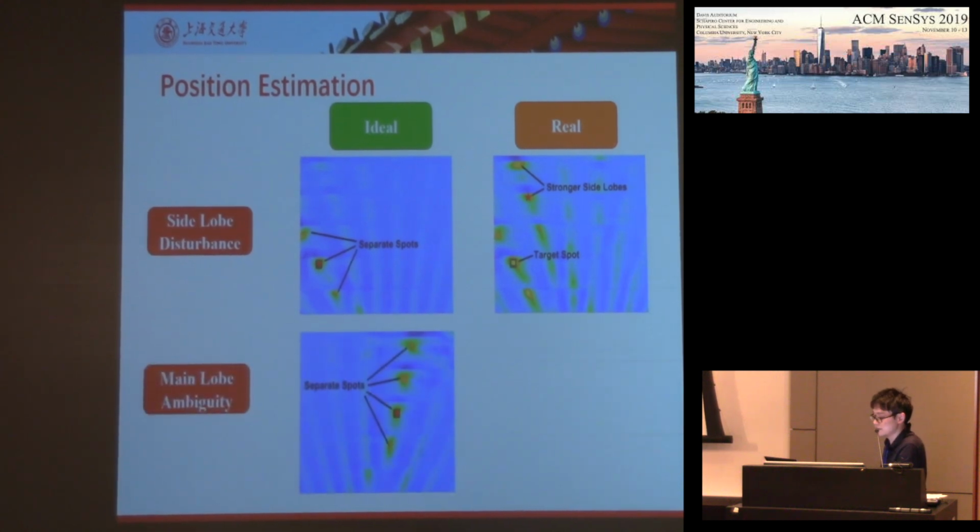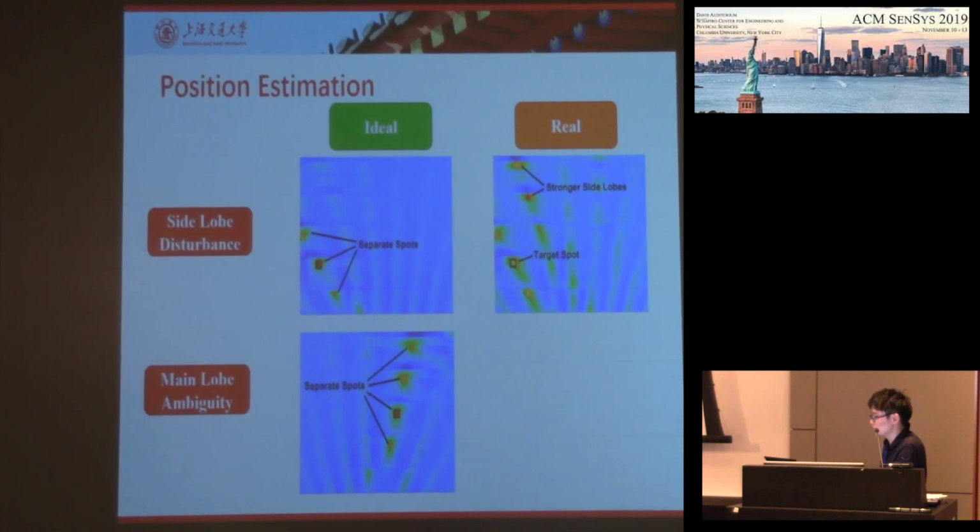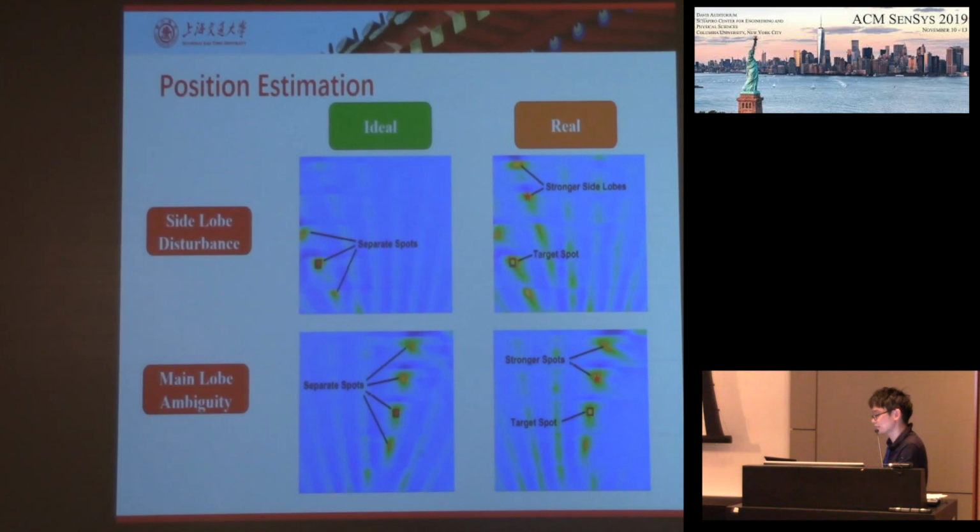And the second impact is main lobe ambiguity. As we mentioned before, the main lobe is partitioned into several spots. If the multipath interference is strong, some positions in other spots would also have larger likelihood. As a result, the largest likelihood estimation also creates some errors. Therefore, it might not be a good method to estimate tag position, especially in a multipath-rich environment.